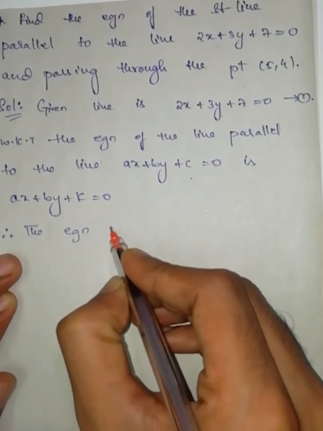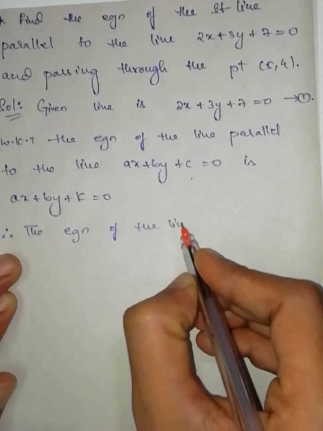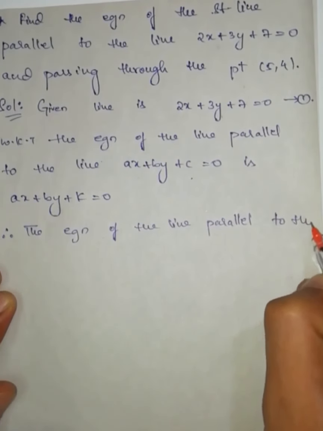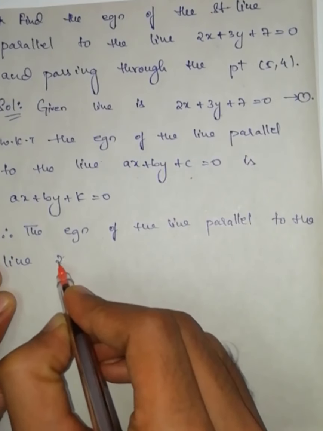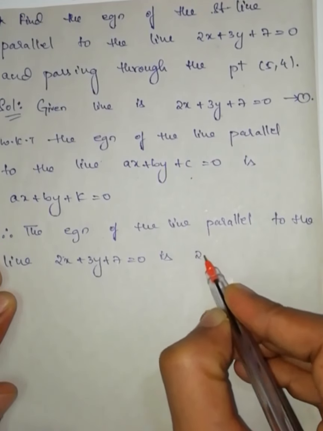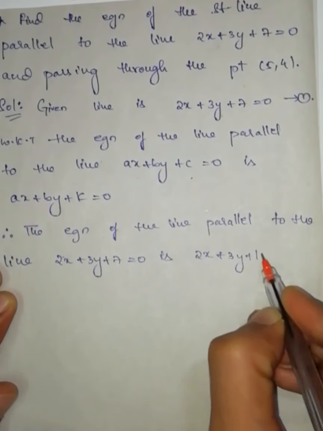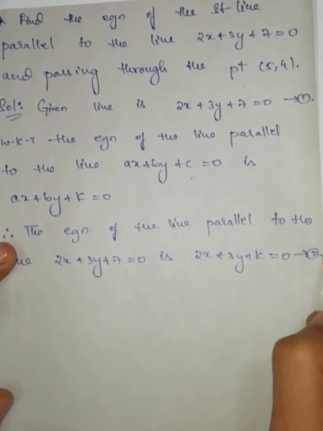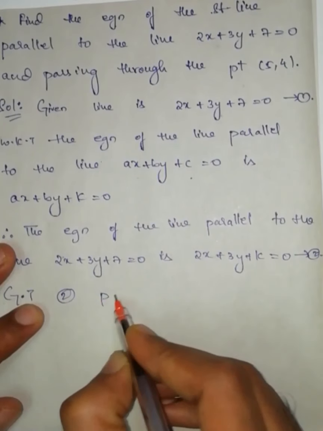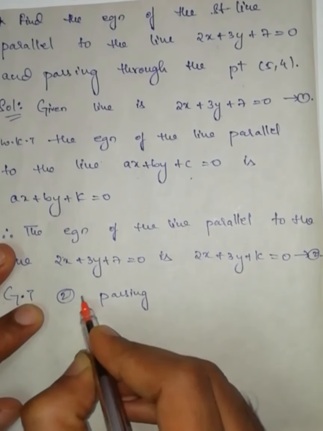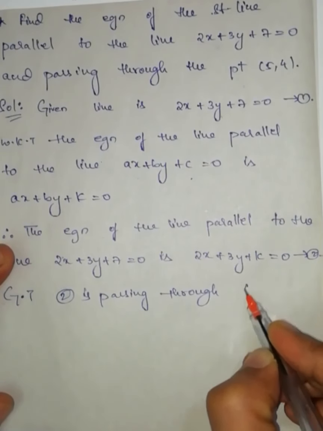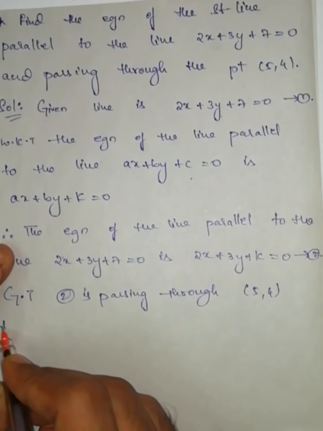Therefore, the equation of the line parallel to the line 2x + 3y + 7 = 0 is 2x + 3y + k = 0, equation number 2. Given that equation number 2 is passing through (5, 4), then what will you get?